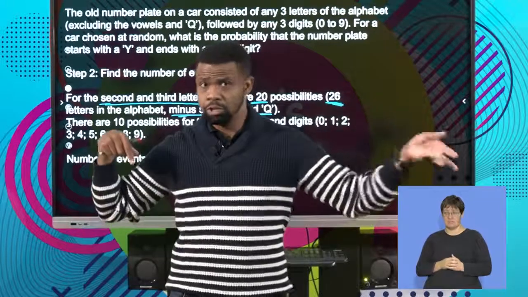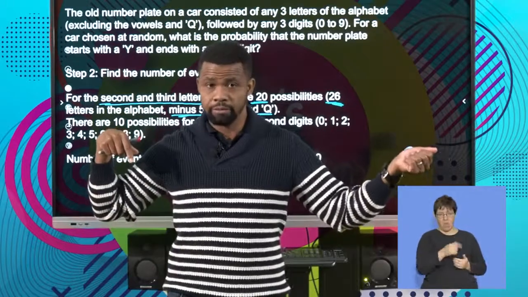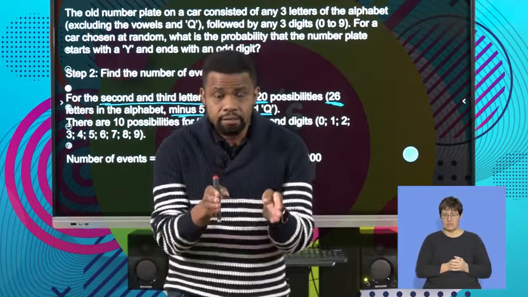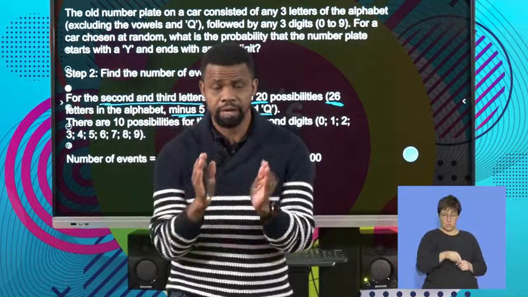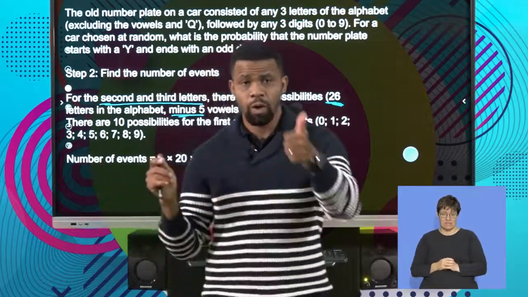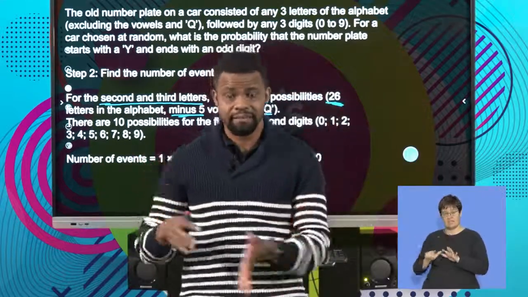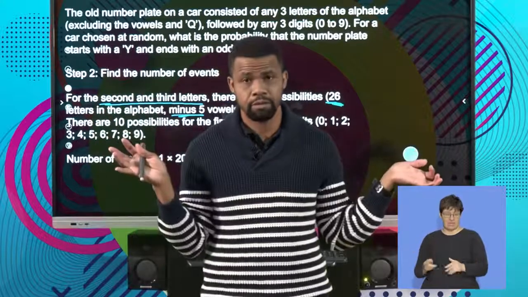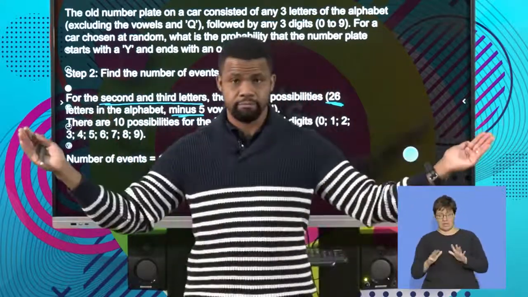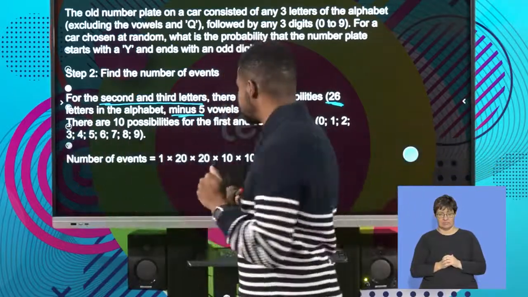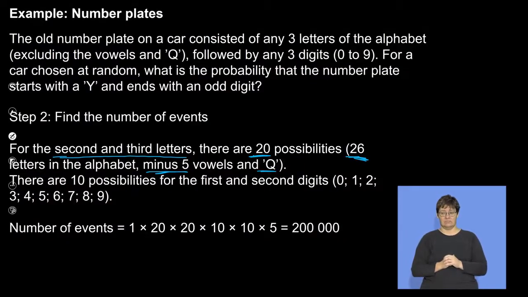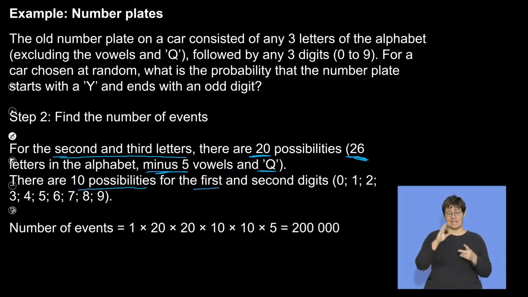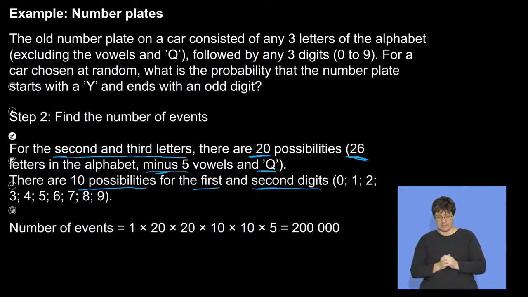First place, there's only one Y, we can use Y. Are we together? But for letters, we have to minus vowels and Q, we're left with 20. Odd numbers, we said it's 1, 3, 5, 7, and 9. So we only have 5 odd numbers, from 0 to 9. Great. So there are 10 possibilities for the first and the second digit, which is 0 all the way to 9.